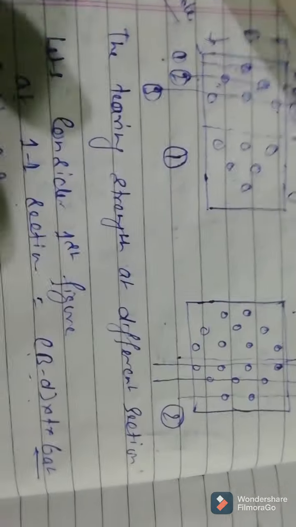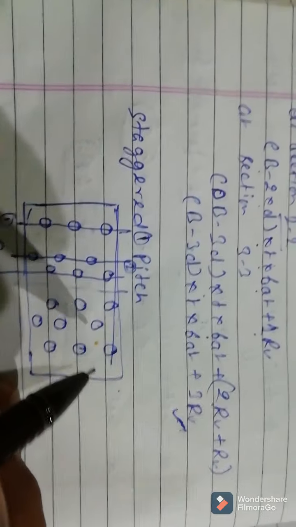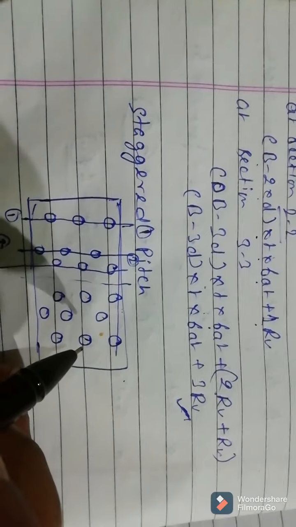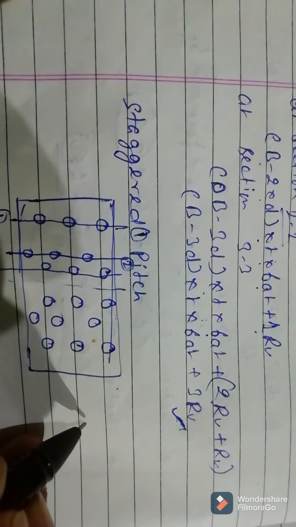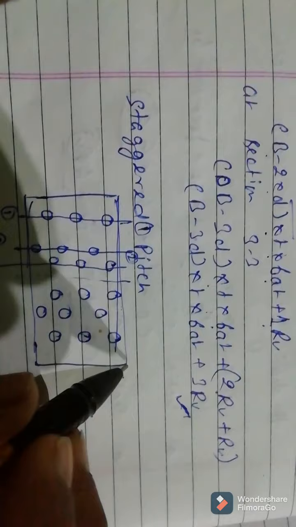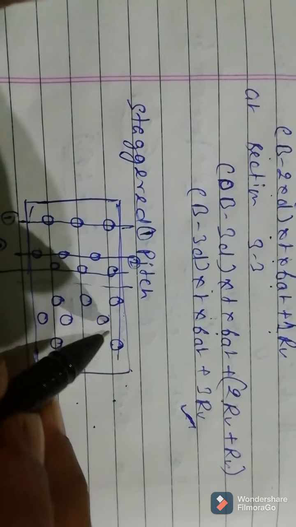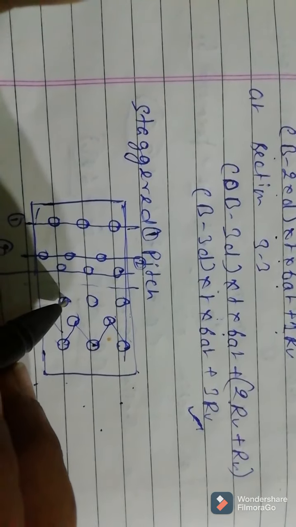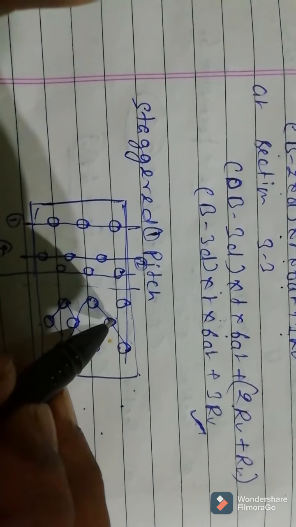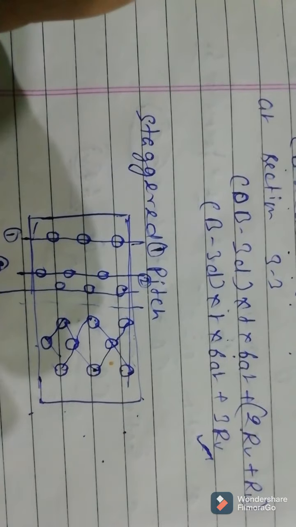Now, in staggered pitch, unlike the diamond pattern, where the rivets were in increasing order, from the first rivet to 2 to 3 rivets, here they are in a zigzag. If you compare, these are in a zigzag. So this is called the staggered pitch. This is not in your syllabus.